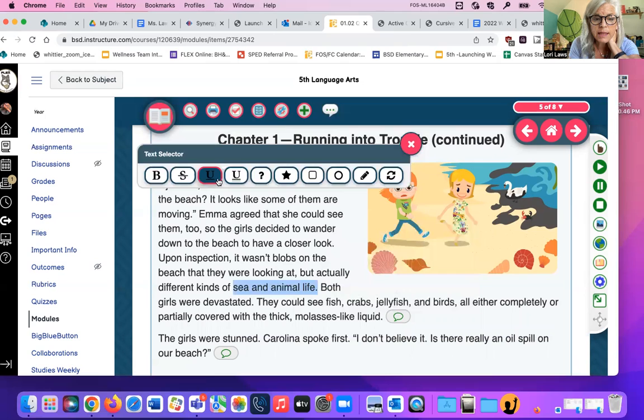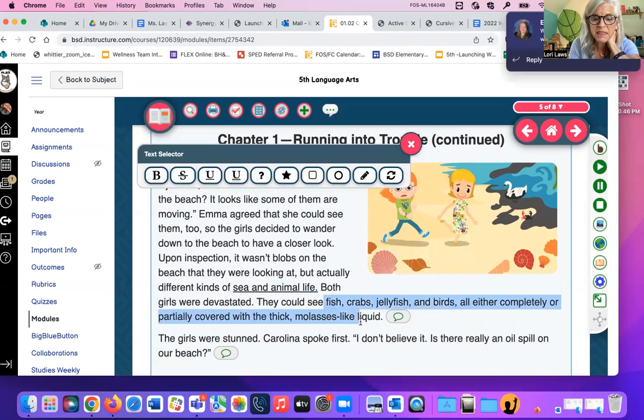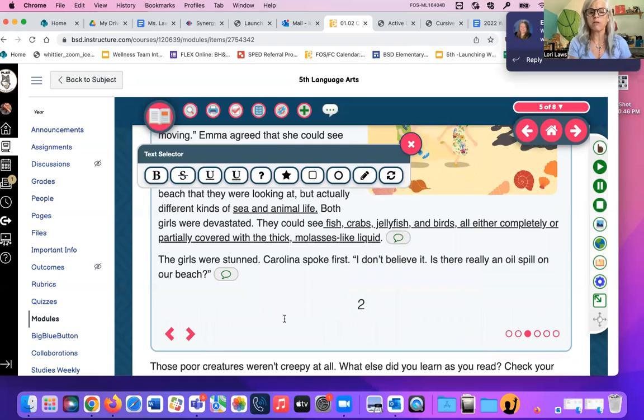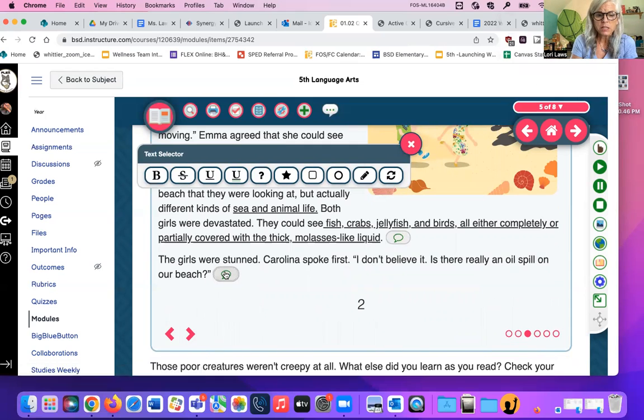I'm going to underline that, one underline, and they could see fish, crabs covered in a thick molasses-like liquid. I think they were worried about them, don't you? Because they were covered and they were not able to breathe. The girls were stunned. Carolina spoke first. I don't believe it. Is there really an oil spill on our beach?